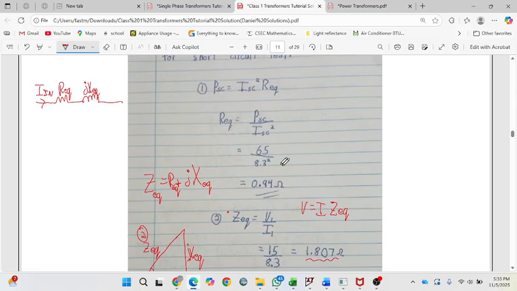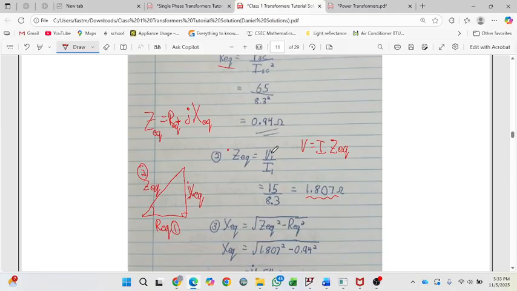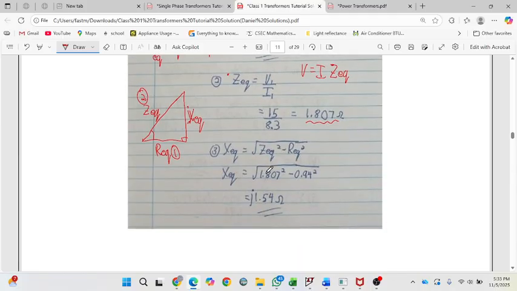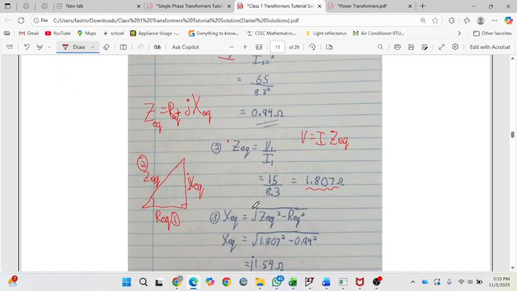So for the short circuit, you just calculate REQ using the equation P is I squared R. You calculate Z, which is V1 over I1, and then we just use Pythagoras theorem to get the XEQ. All right, any more questions? I had one question.